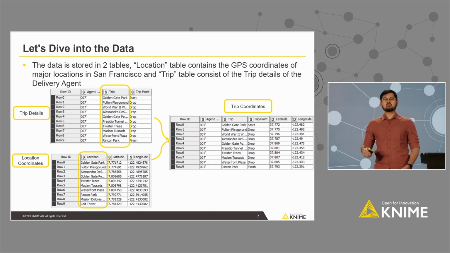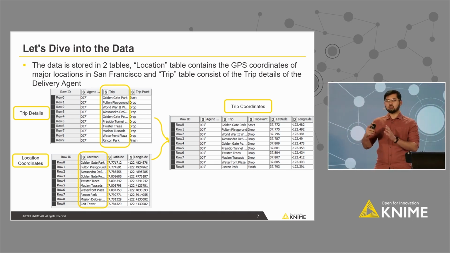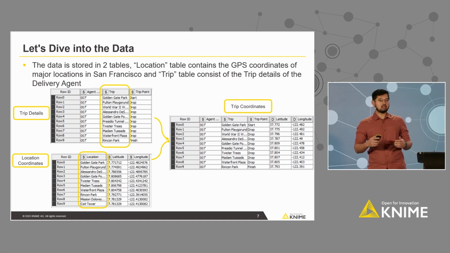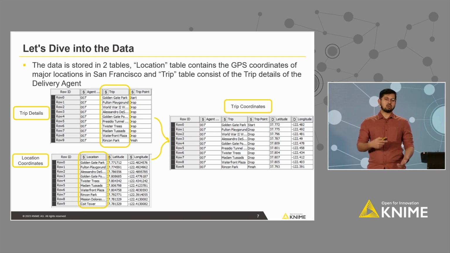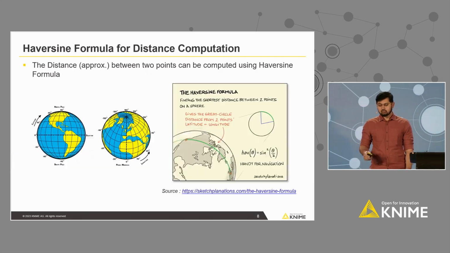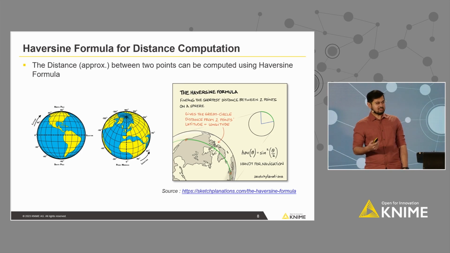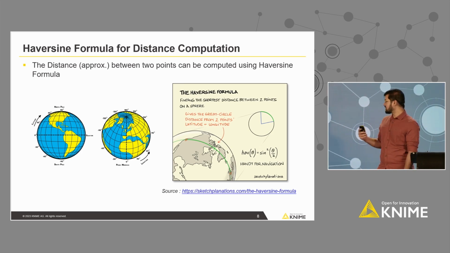Now it becomes much easier for me to deal with this, because in one table, I get the trip information as well as the geographical information about the longitude and latitude. Now, I did a bit of research before I started this project to know how this could be done.